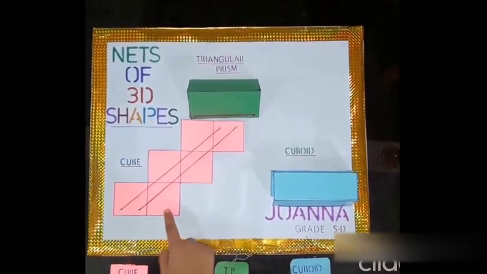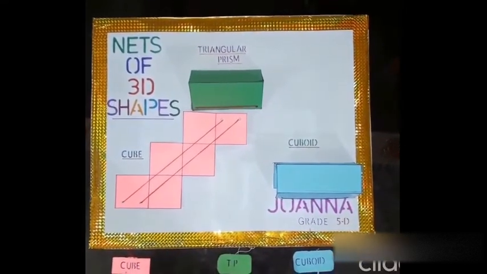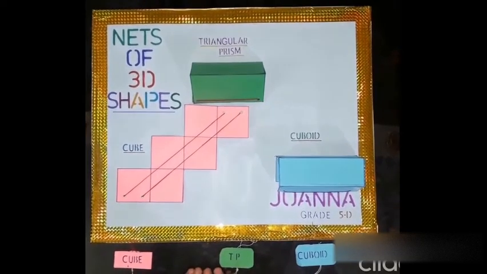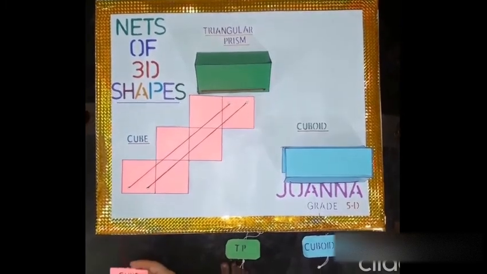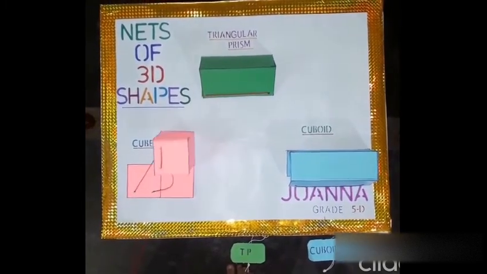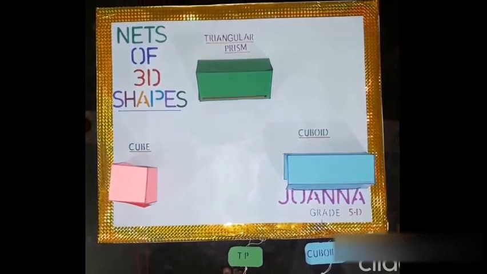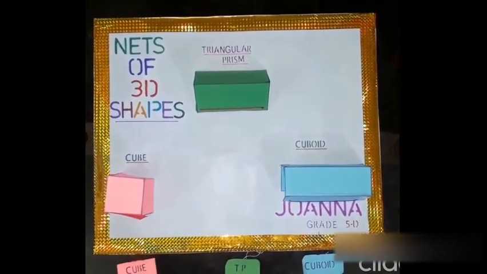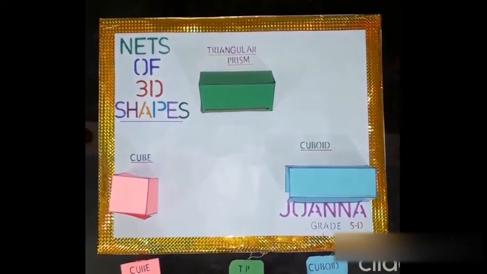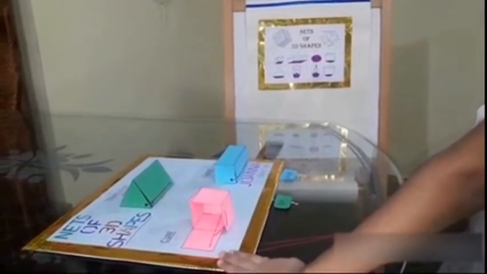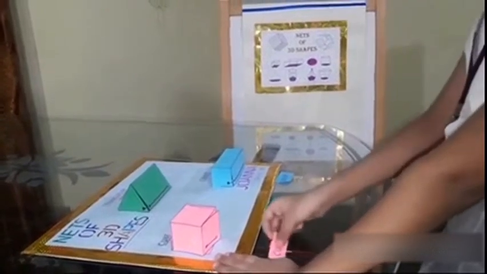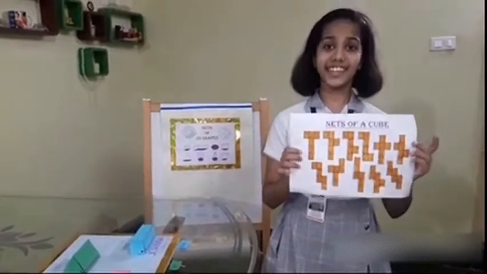This is a net of a cube. Doesn't it look like stairs made up of 6 squares? Now let's fold this net. When we fold this net, we get a cube. Friends, there are exactly 11 nets that will form a cube.